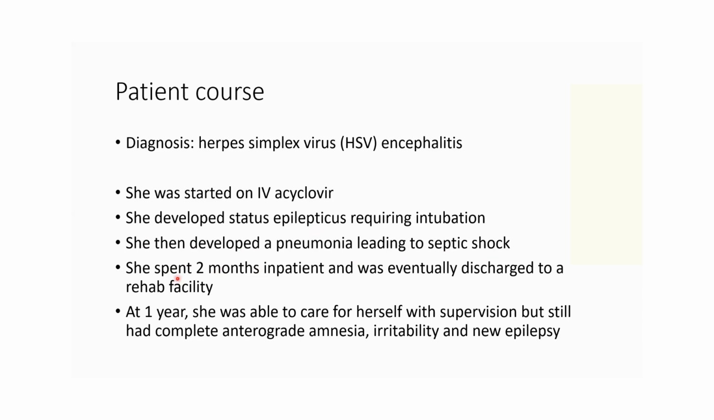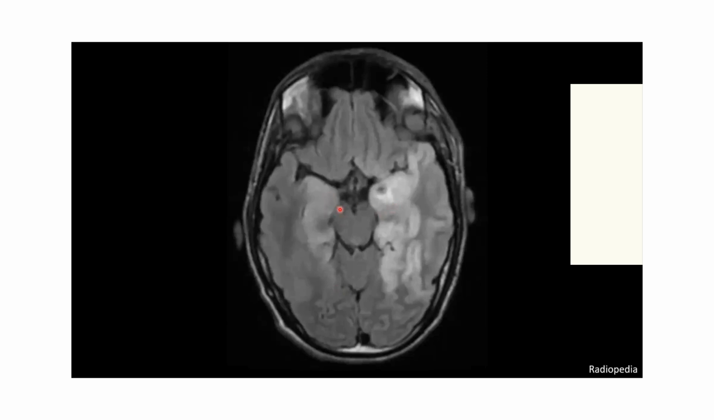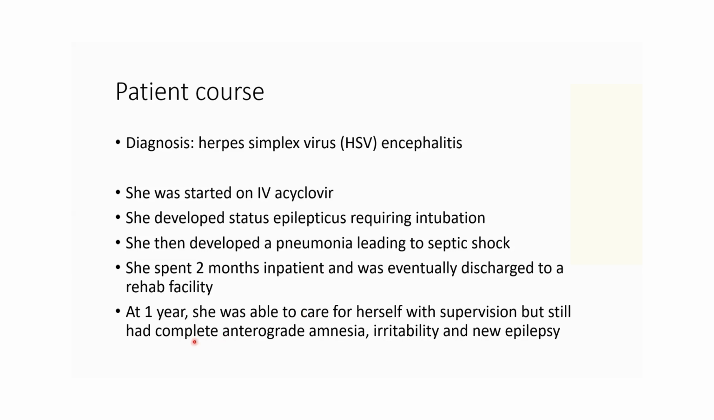She spent 2 months inpatient. Essentially, she had a long and complicated hospital stay. And at 1 year, she finally got back to the point where she was able to care for herself with supervision, but she still had complete anterograde amnesia because she burned out both of her hippocampi, both between the infection and the continued seizures that she had thereafter. So because she burned out her hippocampi on both sides, she had anterograde amnesia moving forward. She also had irritability, and she now had epilepsy as well. So she had to continue on anti-seizure medications for her epilepsy.